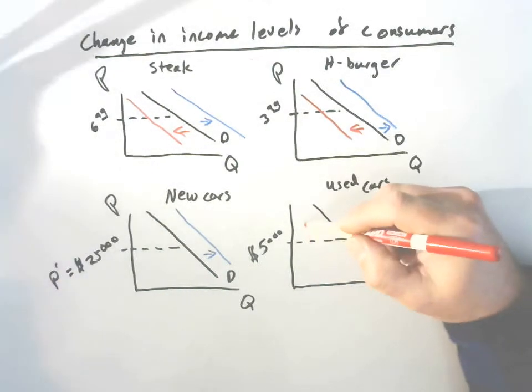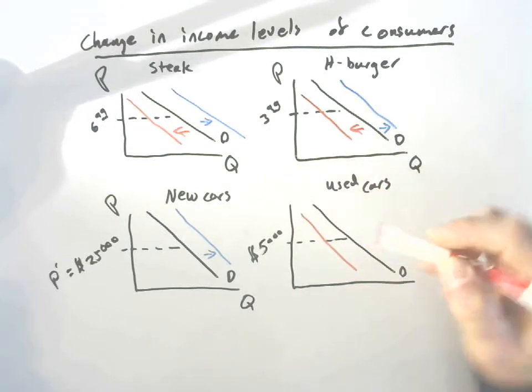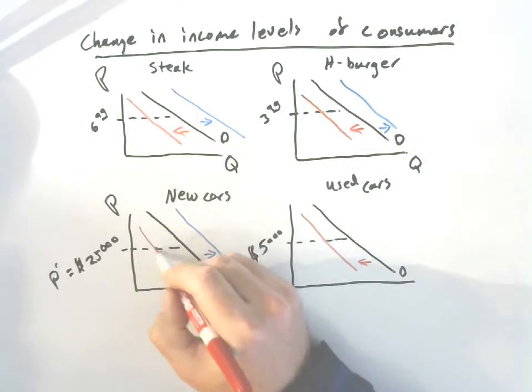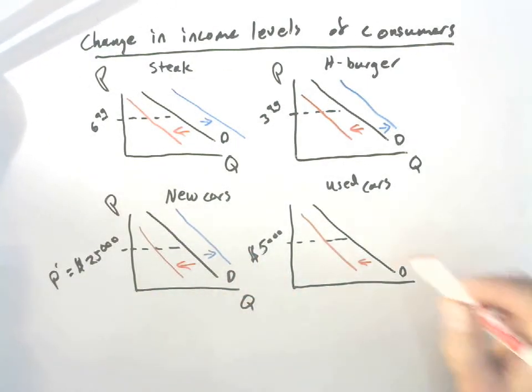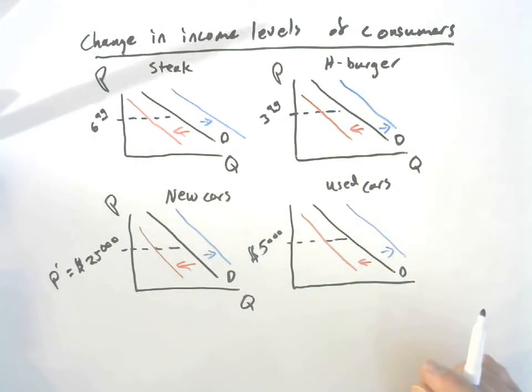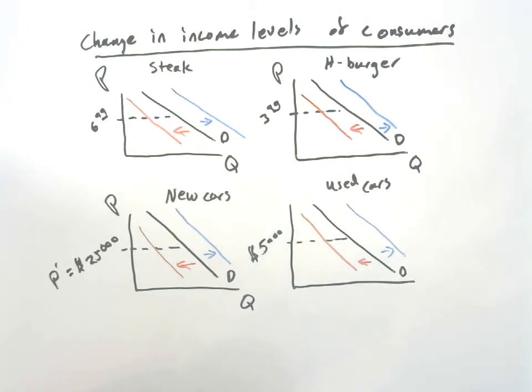At the same time, you'd probably see a decrease in the demand for used cars, and vice versa. If, for instance, income tax rates rose and people were less wealthy, you would probably see a fall in the demand for new cars and an increase in the demand for used cars. We call steak and new cars normal goods.